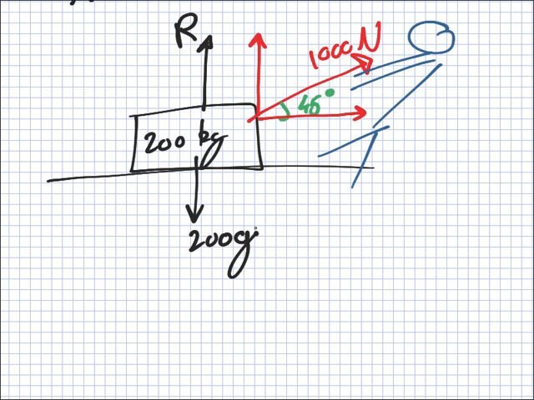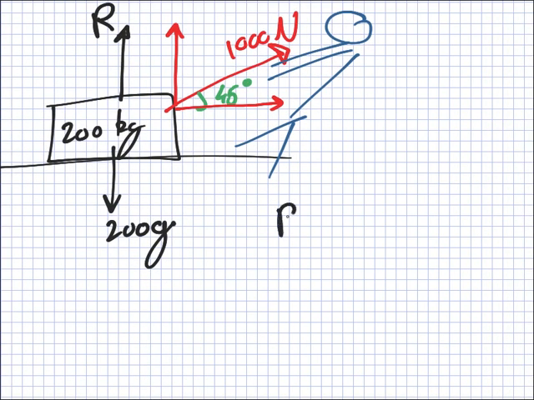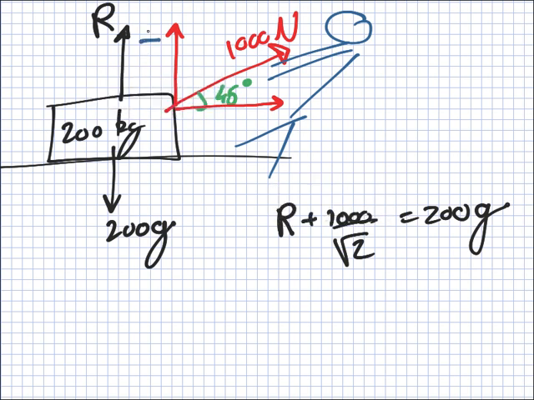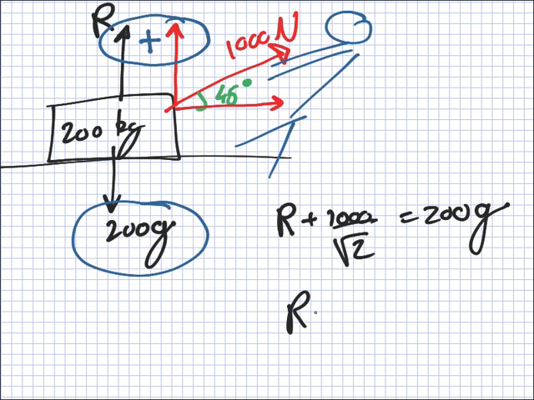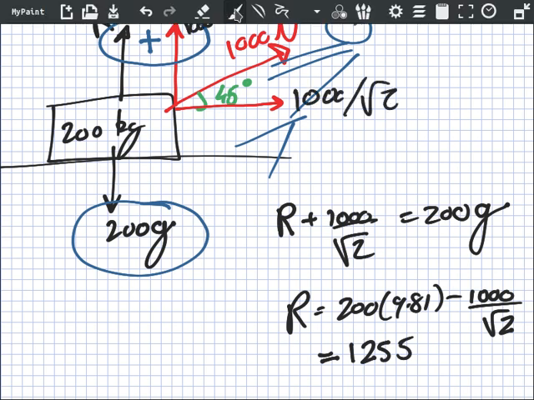Should be bigger than the last answer. It's 45 degrees. So what you should have is R plus 1,000 over root 2 should equal 200g. These two, when you add them together, should equal this. R is 200 multiplied by 9.81 minus 1,000 over root 2. What do you get? 1,255. Because this is 1,000 over root 2 and this is 1,000 over root 2.